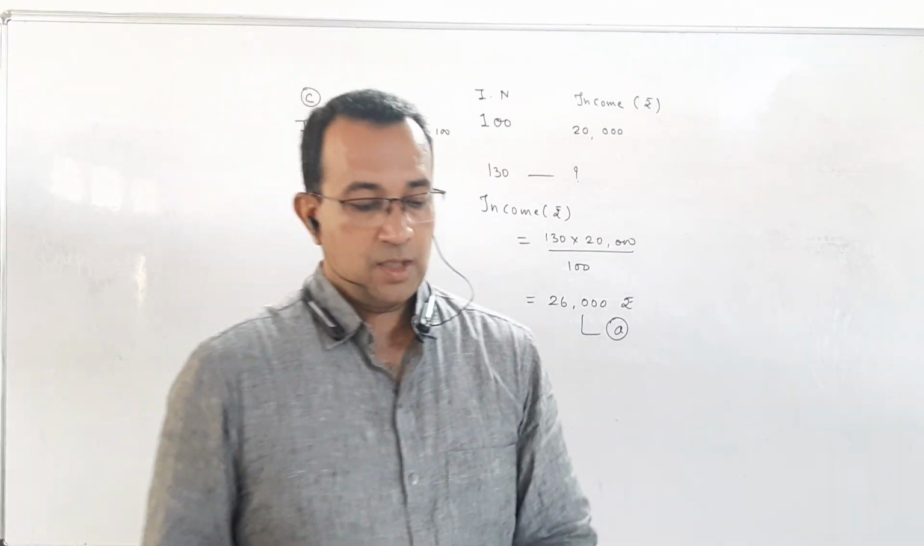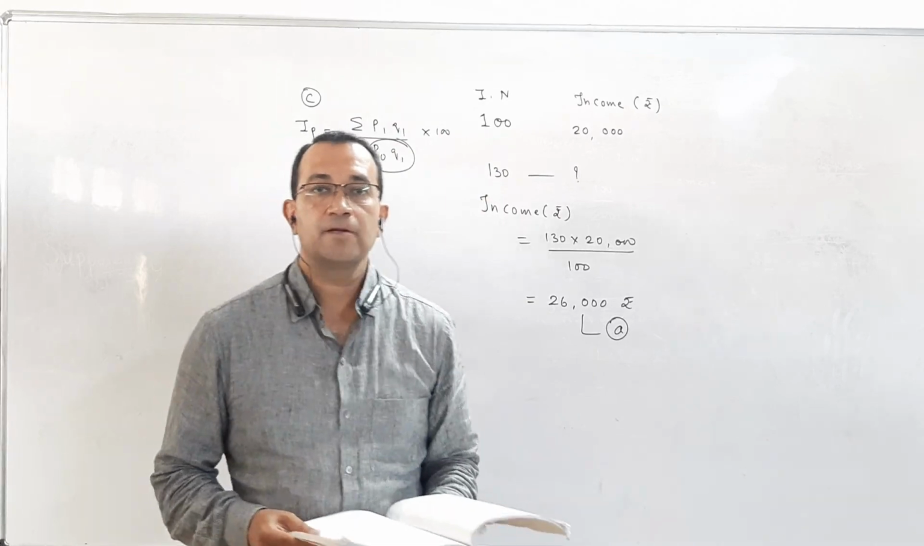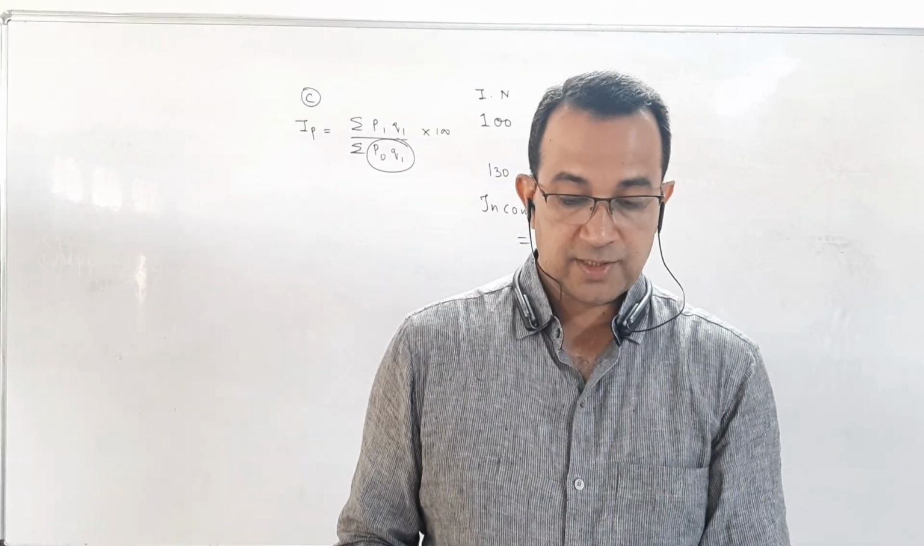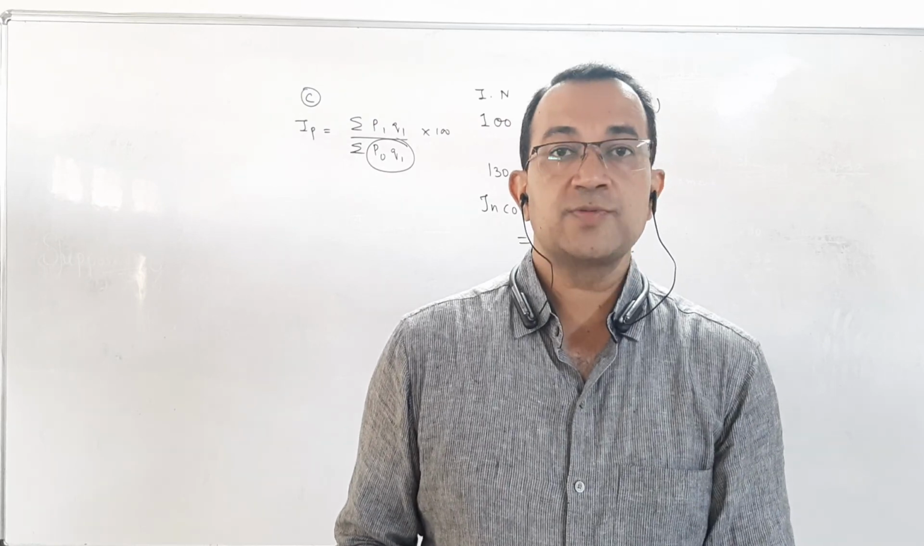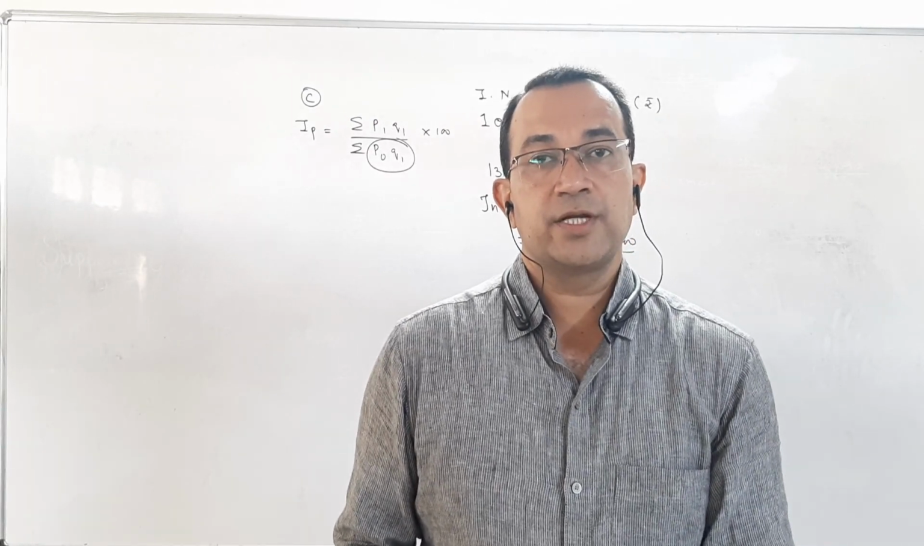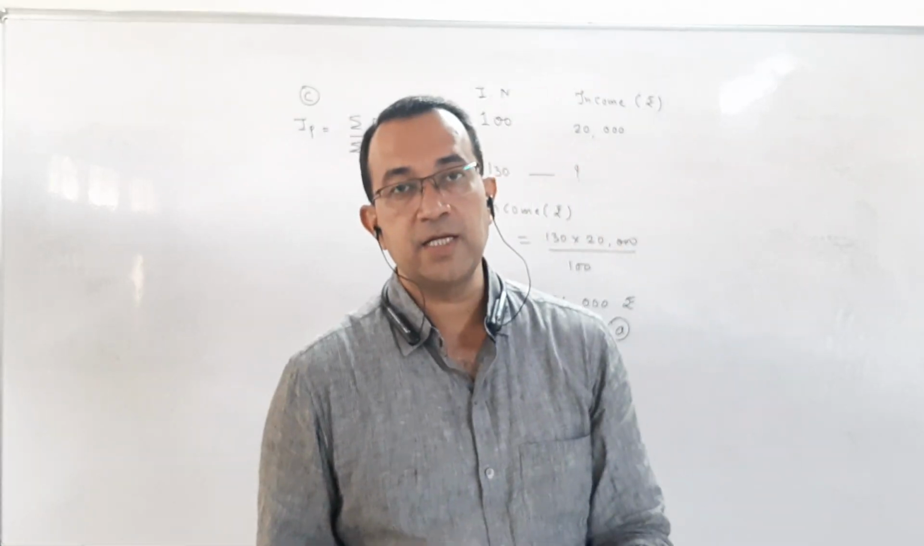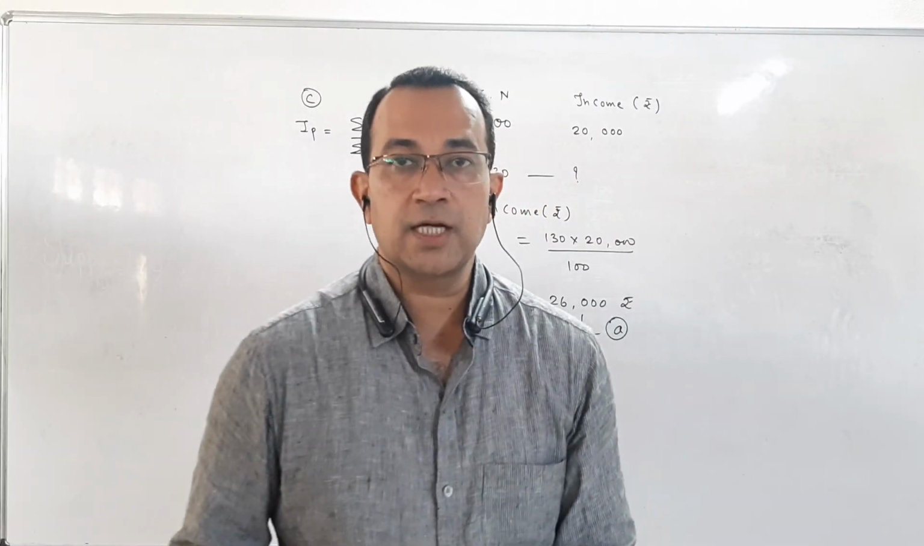Now students, section B. Now students, we are discussing section B. Let us discuss the first 5 questions. What is price relative? The ratio P1 upon P0 is called price relative, where P1 is the current year's price.